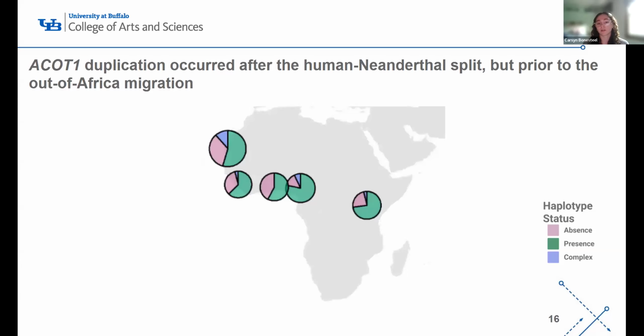And then specifically when we hone in on Africa, we see that the 2 common haplotypes are segregating at high frequencies. And this helps us to conclude that this ACOT1 duplication occurred prior to the out-of-Africa migration, more than 45 to 50,000 years ago, but after the human-Neanderthal split, as those archaic hominin samples did not have ACOT1.